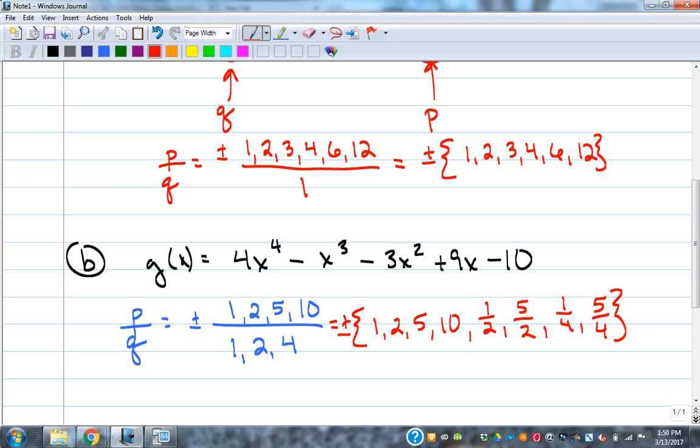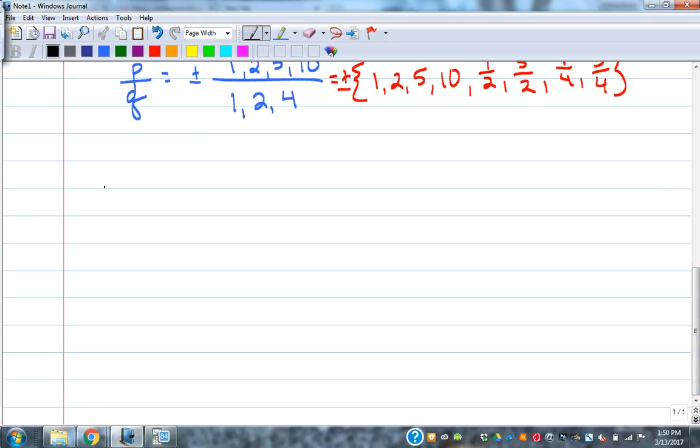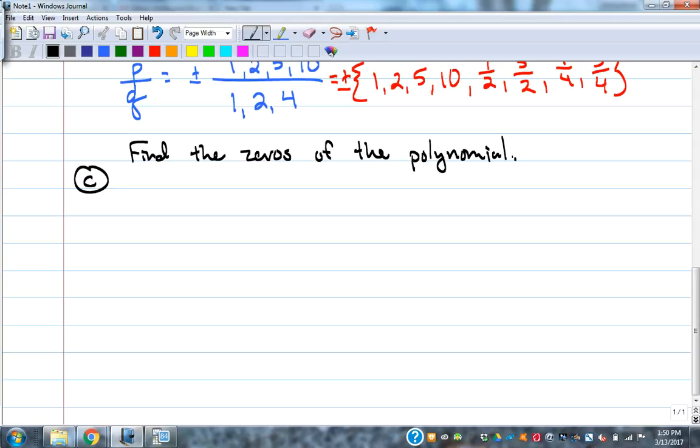All right, so now let's take this list and use it. So let's get a polynomial. So we're going to find the zeros of the polynomial. And so this is really the meat of what we're doing in this section. Find the zeros of the polynomial. Find the x-intercepts of the polynomial. Find the roots of the polynomial. Find the solutions for the polynomial. All of those instructions mean the exact same thing.